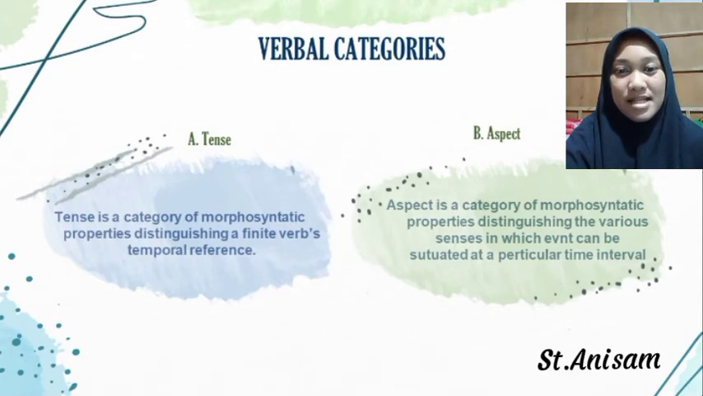And the second one is aspect. Aspect is a category of morphosyntactic properties distinguishing for a finite verb temporal reference, the various senses in which an event can be situated at a particular time interval. A grammatical category which deals with how the event described by a verb is viewed, such as progressive, habitual, repeated, momentary, and so on. It may be indicated by prefix, suffix, or other change to the verb, or by auxiliary verbs such as in English. English has two aspects, progressive and perfect.